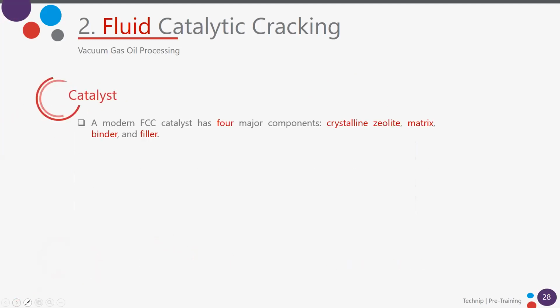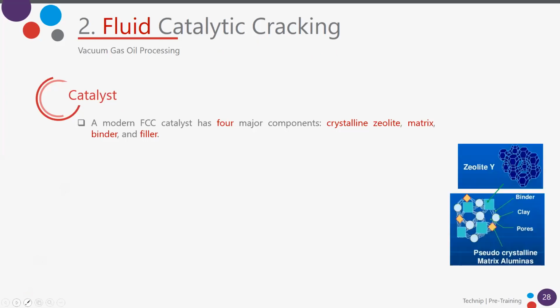How do we get these reactions? Remember that we said at the beginning that we are in a catalytic cracking unit. So we need to use a catalyst. We need to use a very specific catalyst to get our gasoline products. The FCC catalyst nowadays has 4 major components, okay? We have a zeolite, we have a matrix, we have a binder, and a filler. We will see what each of these components means.